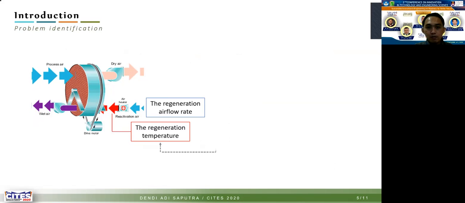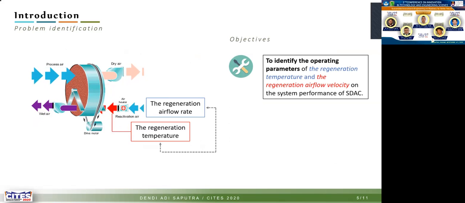In our research, we try to investigate, as a part of this effort, the operating parameters that affect the performance of our desiccant system. We investigate the regeneration temperature and regeneration flow rate, and we want to examine which is better between the two operating modes.